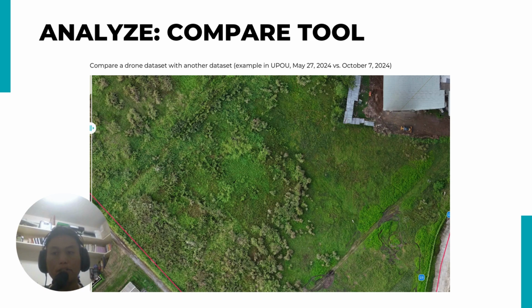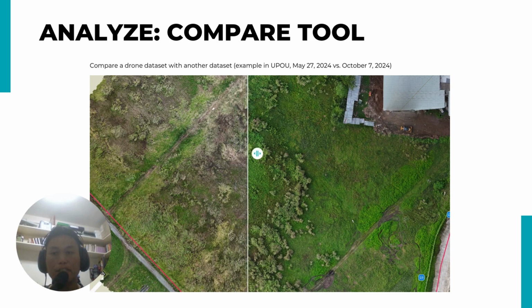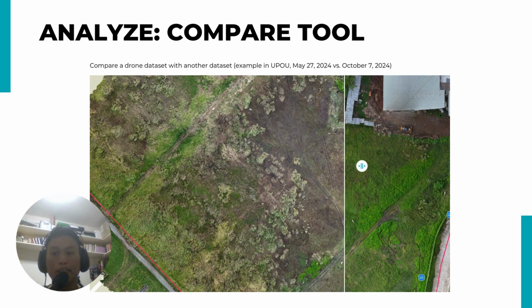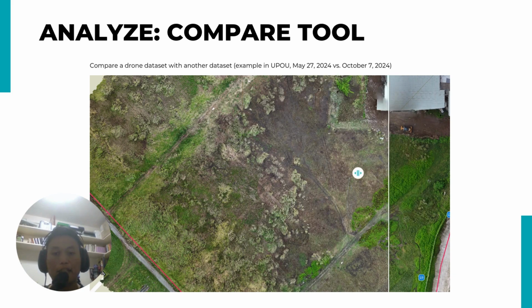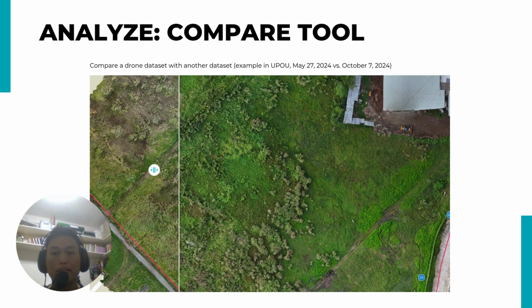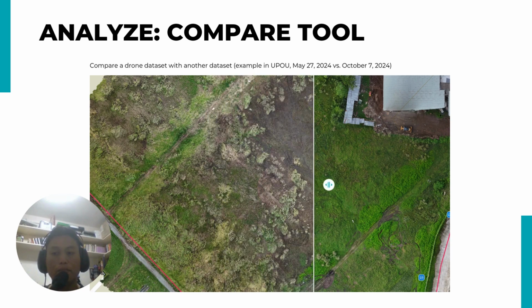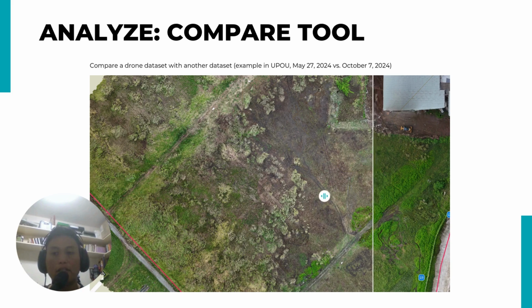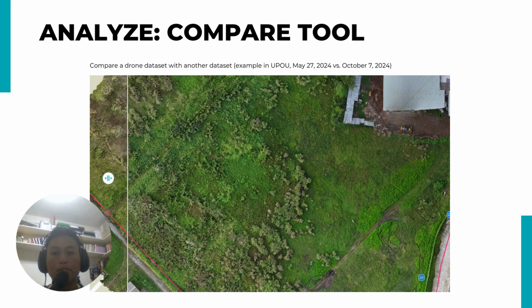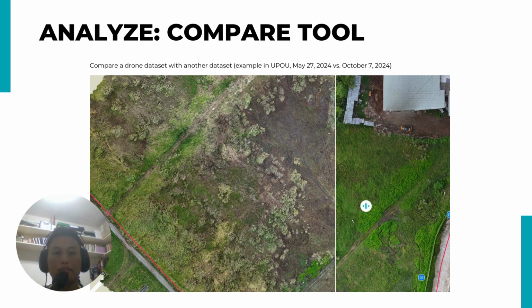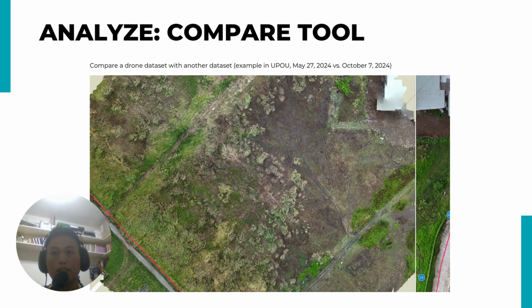Second, we can also compare spatio-temporal changes between two drone datasets. This is an example in UPOU comparing a grassland on May 27, 2024 and on October 7, 2024. The more recent dataset shows greener vegetation.